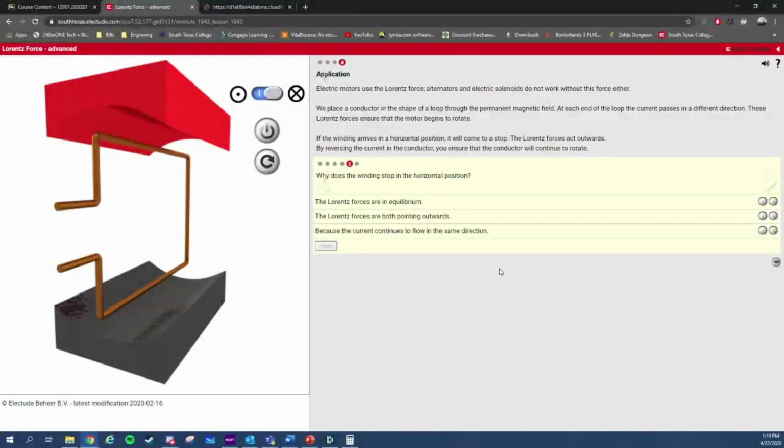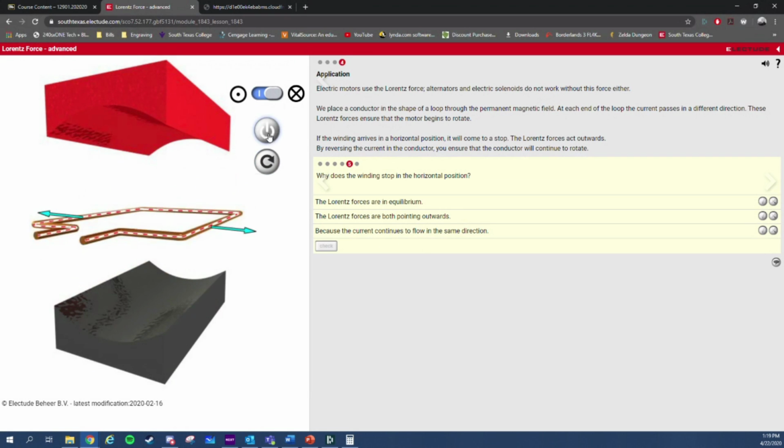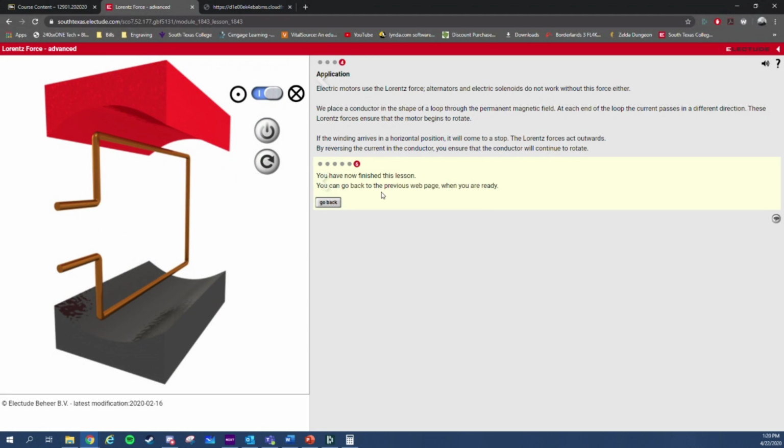Why does the winding stop in the horizontal position? All three. The Lorentz forces are in equilibrium. The Lorentz forces are both pointing outwards because the current continues to flow in the same direction. Let's check. That is right. So you have not finished this lesson. You can go back to the previous page when you're ready.